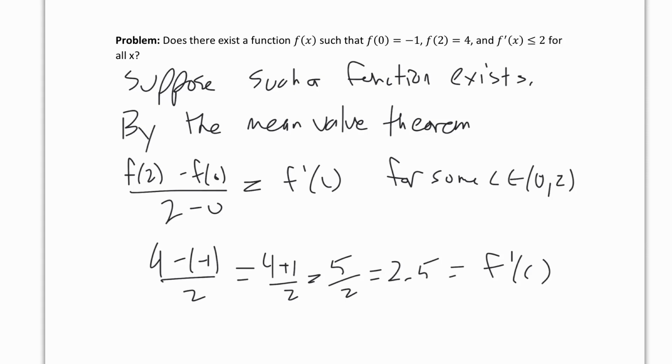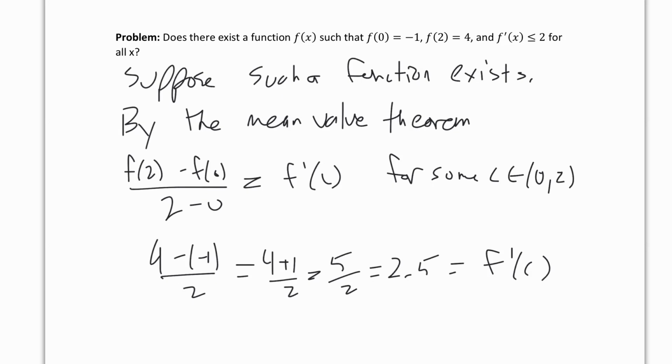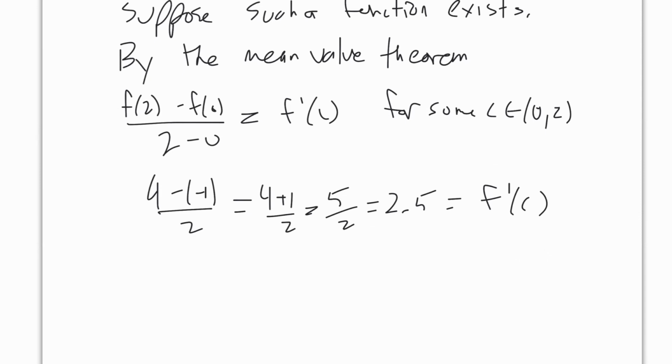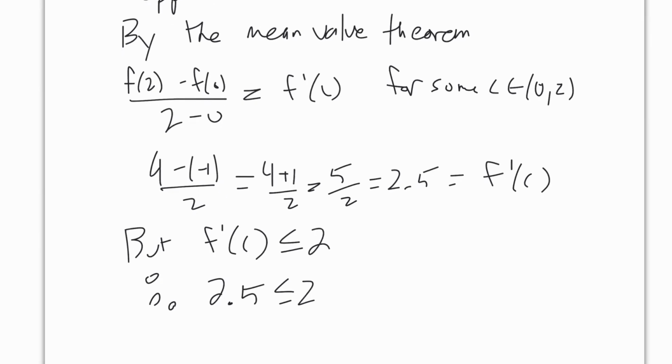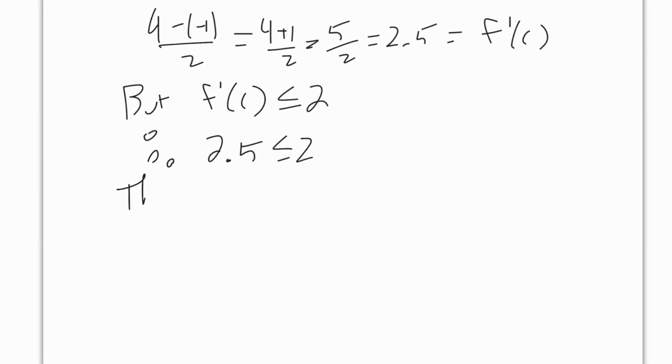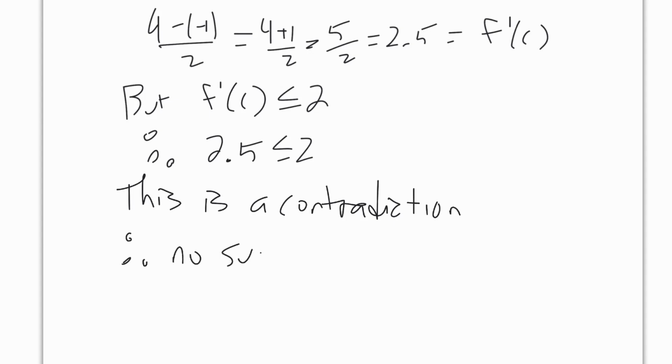Wait a minute. Isn't f'(c) a derivative? Well, we know the derivative is always less than or equal to 2. So f'(c), whatever the value is, has to be less than or equal to 2. Therefore, the number 2.5 must be less than or equal to 2. Does that make sense? Is the number 2.5 less than or equal to 2? No, of course not. This is a contradiction. Therefore, no such function exists.